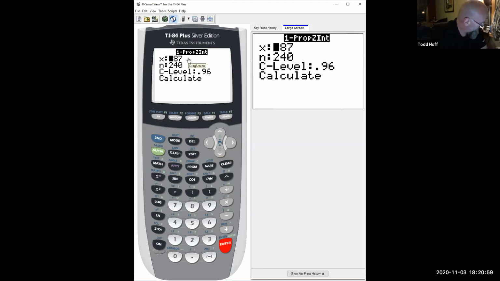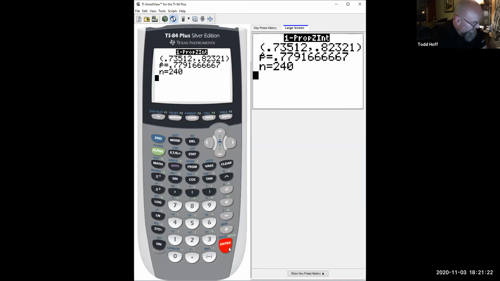Now, it looks like my information's already in there. We have 187 is X. That's the number that have the desired property. That's how many passed on the first try. Out of 240. Confidence level is 90%. So we got to change that to 0.90. And calculate. And there we get that interval, 0.73512 to 0.82321.